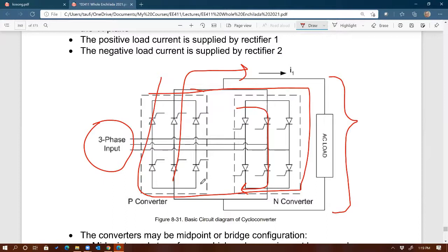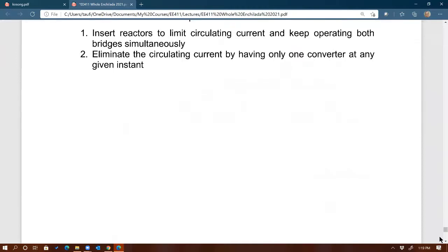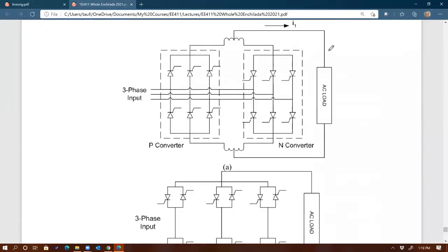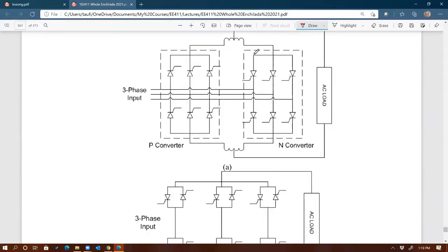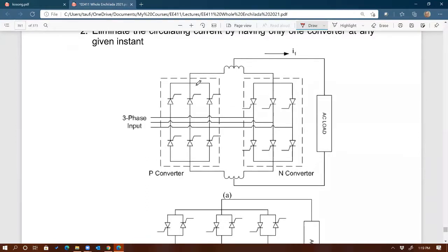Again, the left one is for positive current, the right one is for negative current, because we want AC. And there are different constructions of this, different configurations, I should say. This one is a cycloconverter that has reactors in between. The reason being there's going to be a circulating current around this bridge, and we want to limit that because that represents loss. To limit that, we use a reactor or inductor right there.